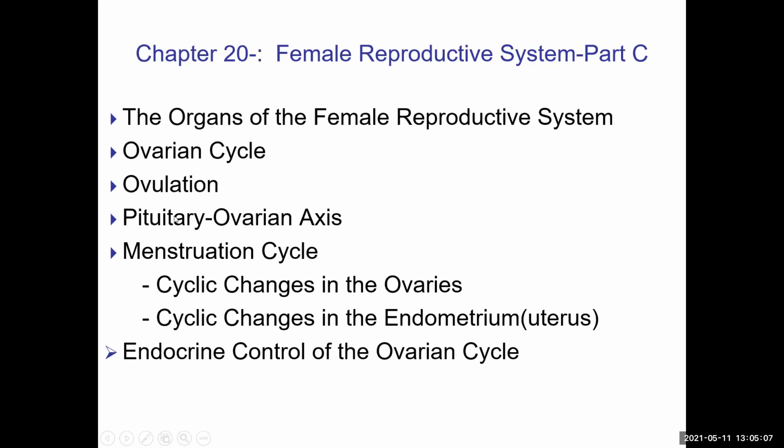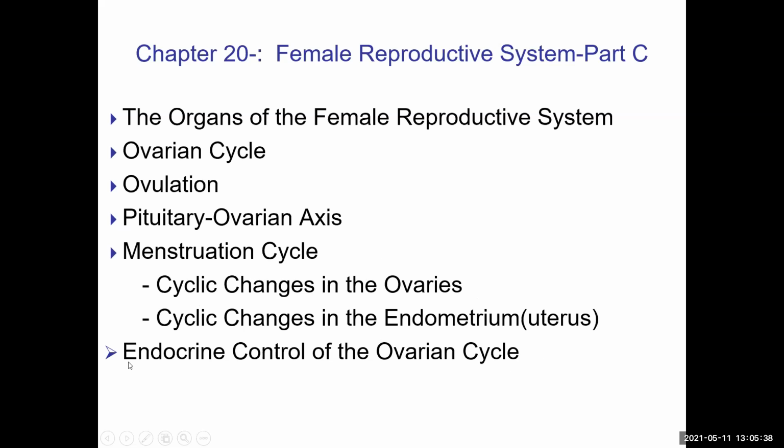Then due to the hormone from the ovary, every month there is shedding of the inner lining of the uterus, that is called sloughing of the endometrium. And with that, there is loss of tissue as well as blood every month, and that is called the menstruation cycle. So we will talk about cyclic change in the ovaries and cyclic change in the endometrium during the menstruation cycle.